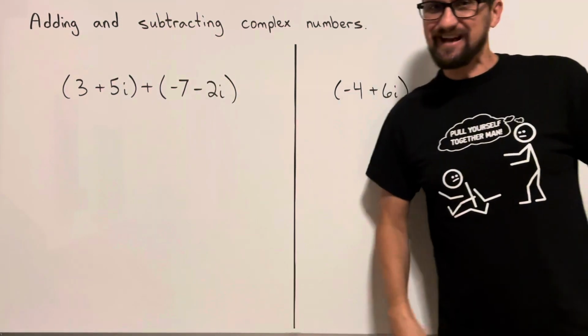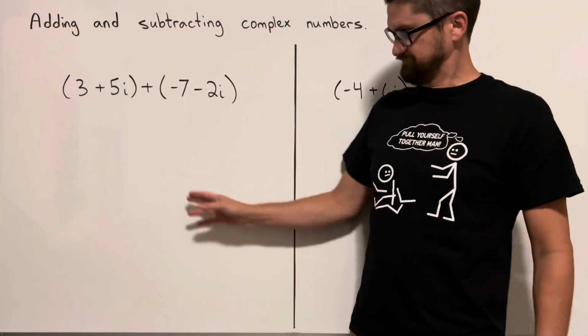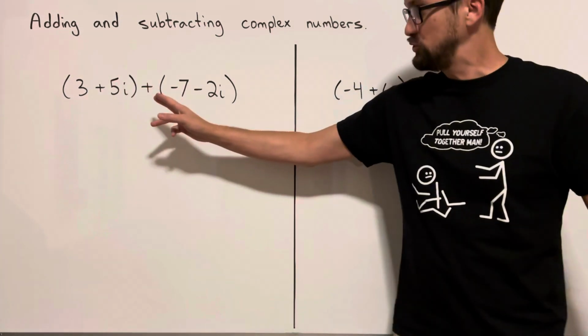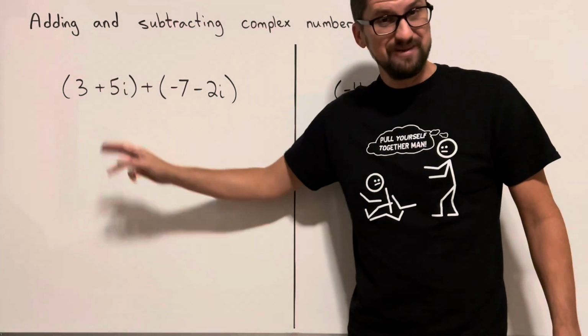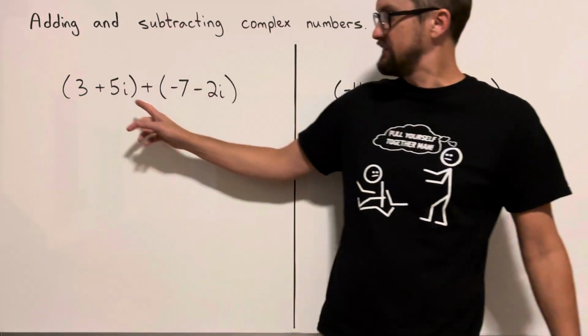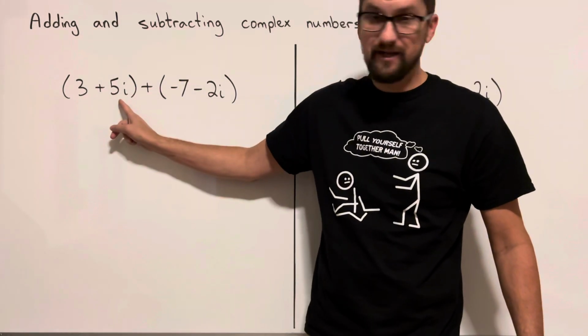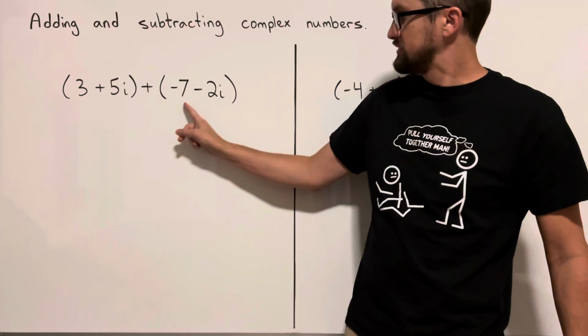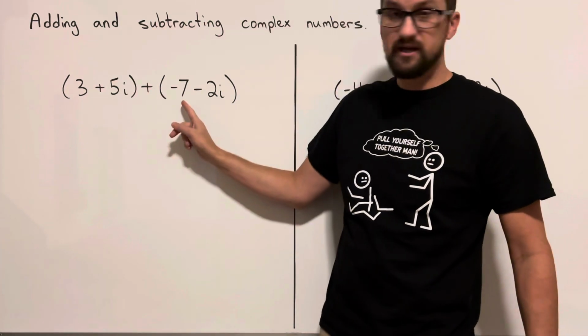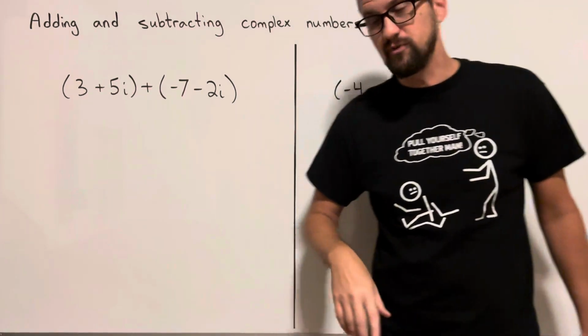Adding and subtracting complex numbers. Let's look at this one. We have two complex numbers being added together. Complex numbers have a real part and an imaginary part. So you can see each of these complex numbers has a real part and an imaginary part.